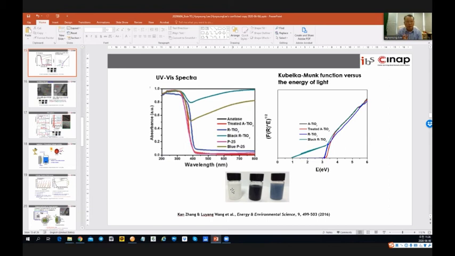So the black TiO2, even though it has higher absorption, is not better than just TiO2. That means charge separation is also important, more important than absorption.